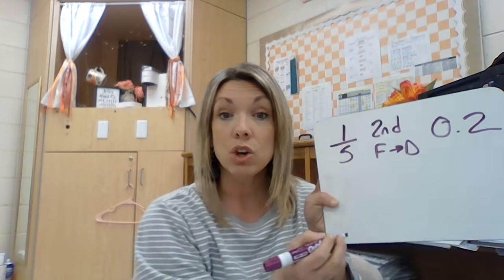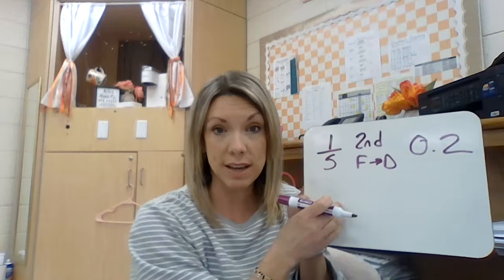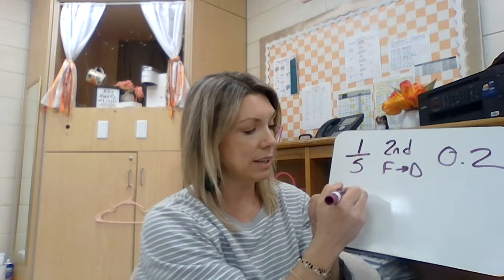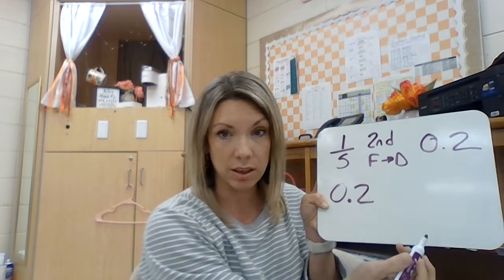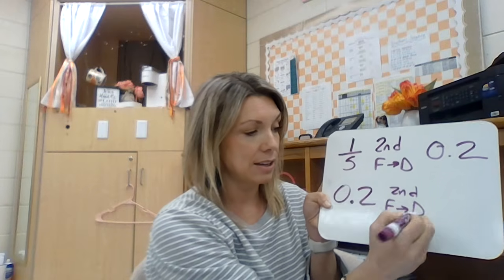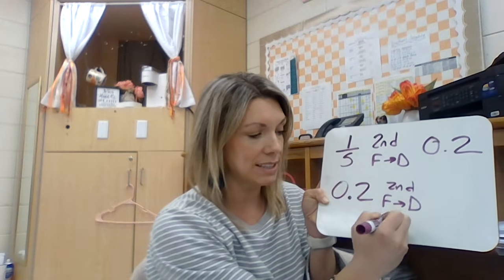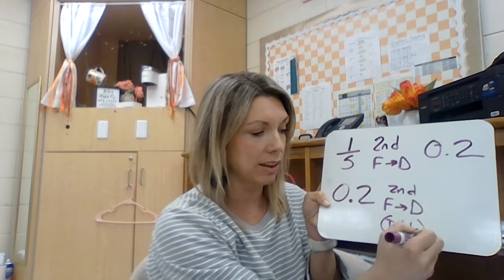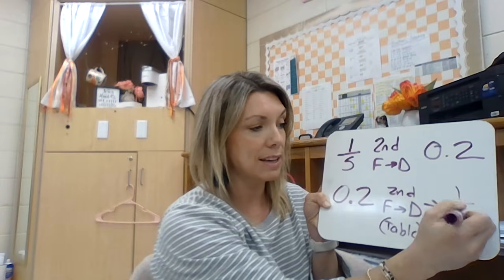Remember, just hit the second button. It is fraction to decimal, and then it will give you 0.2. You can also do that if you want to change your decimal to a fraction. You can hit 0.2 in the calculator and then hit the second button, the F to D. That's on the green in the back. It actually says table in white on your calculator, and then that will give it to you as a fraction, which is 1/5.